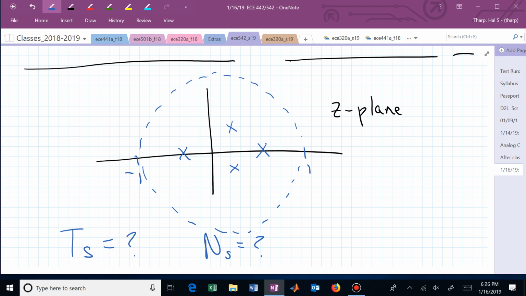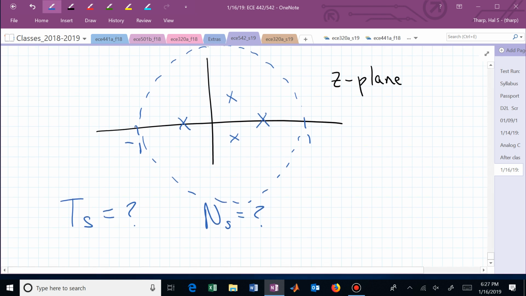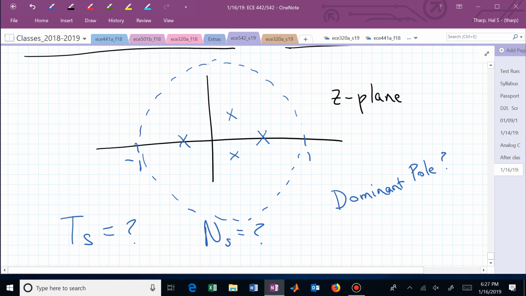Which of these, or any of these, is dominant? Or how do we find, and what do I mean by a dominant pole? I've given you 4 poles, 4 roots of the characteristic equation, and now I'm introducing a new term, a dominant pole. Do any of those poles dominate the others? And what do I mean by a dominant pole? Any ideas? Any guesses?